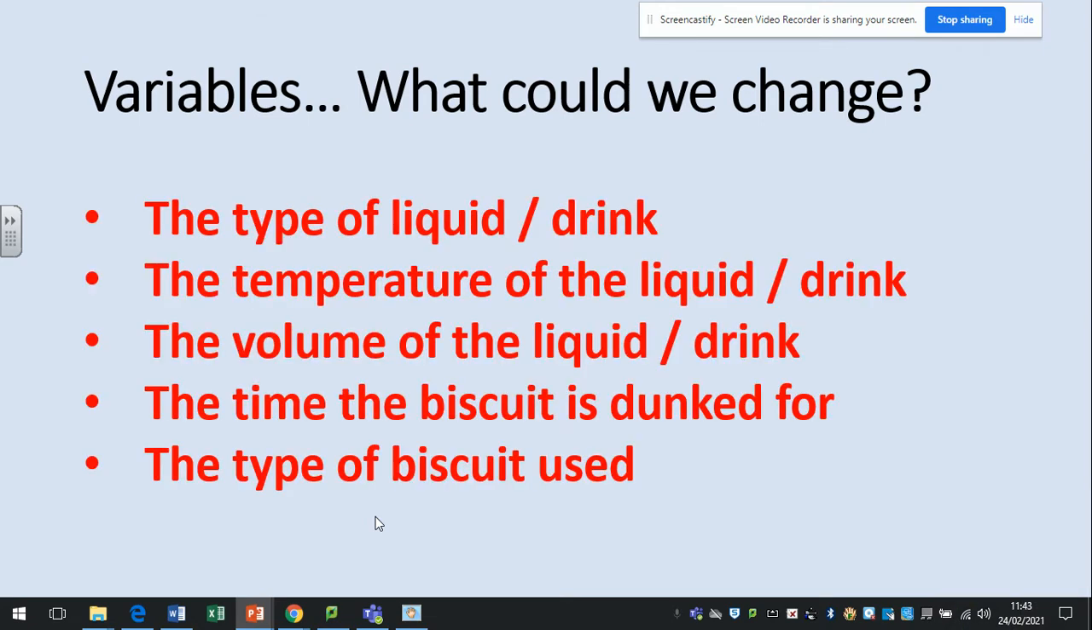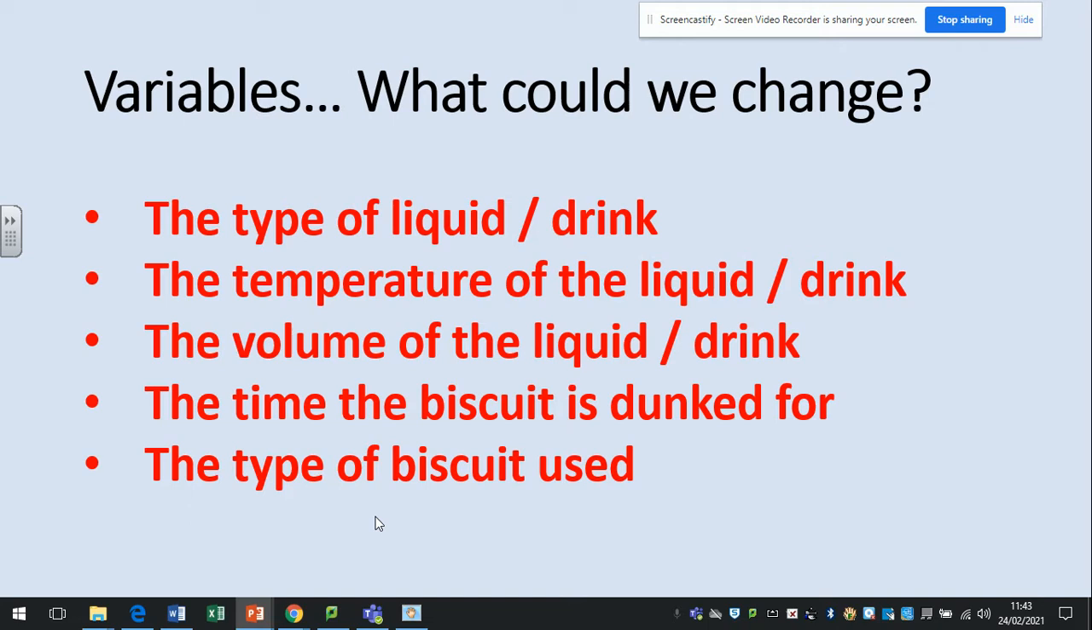Right, so this is the first set of boxes at the top, and you can see there's 4 boxes, 2 on top of each other, and it says variables that we can investigate. So the type of liquid, the drink. So, are you using Coca-Cola, water, tea, coffee? What's your liquid? The temperature, how hot that liquid is, okay?